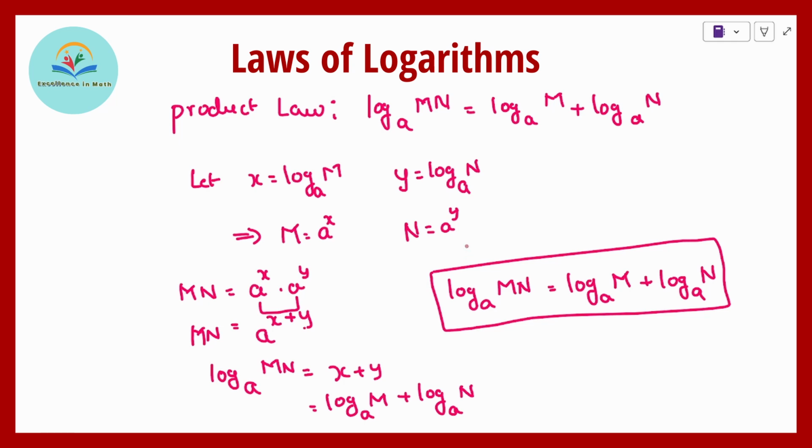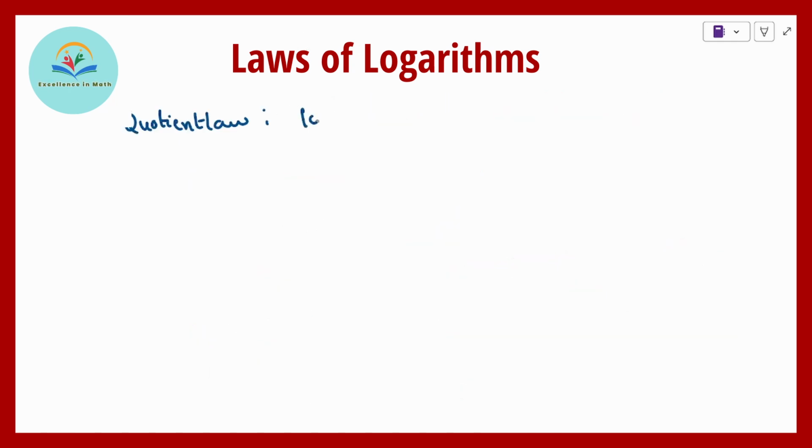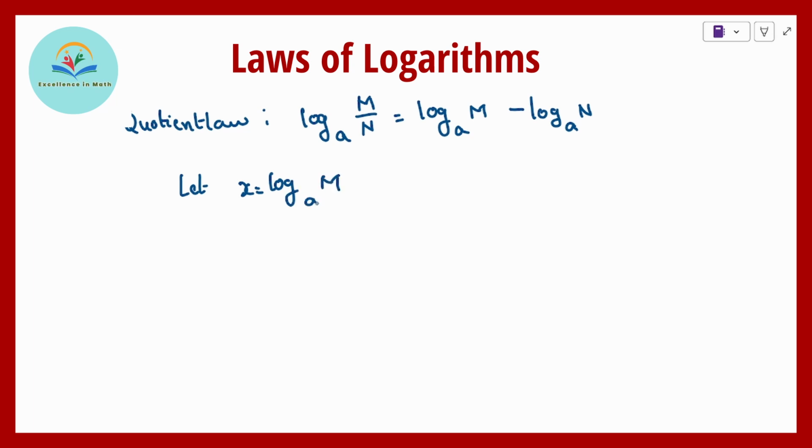Now let's move on to the second law of logarithms, that is the quotient law. Log m over n, the division of two elements, base a, can be written as log m base a minus log n base a. In order to prove that, as usual, let's consider x is equal to log m base a and y is equal to log n base a.